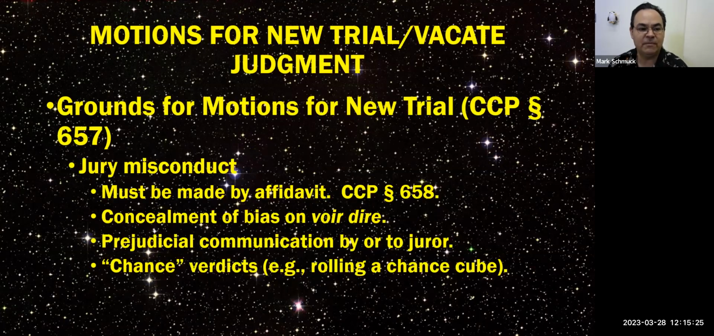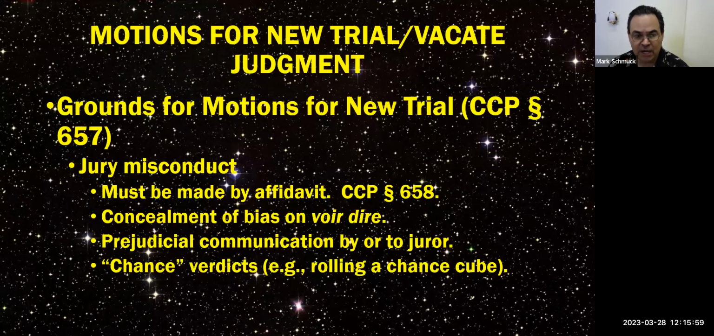Next ground is jury misconduct. Again, we don't see juries often, but it's worth mentioning it as a ground for a new trial. That must be made by affidavit pursuant to CCP section 658. One method of jury misconduct is the concealment of bias during the voir dire process, or prejudicial communication by or to a juror. For example, you come to learn that one of the parties spoke to a juror outside of court and before the matter was submitted for decision.